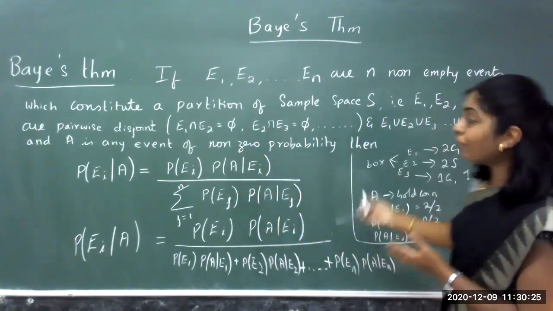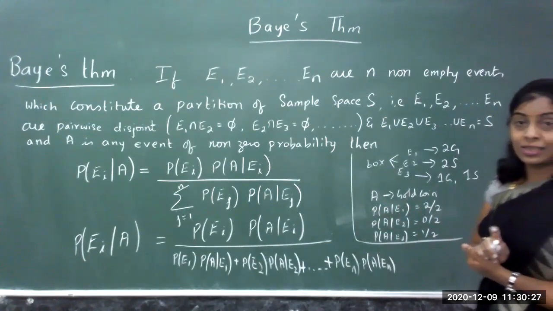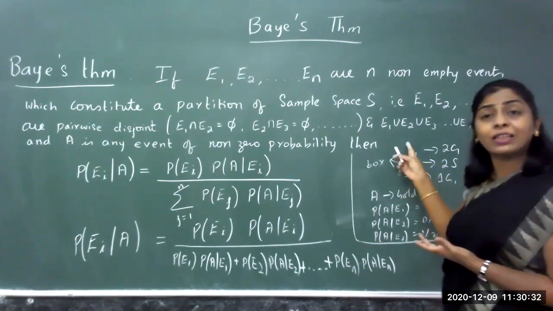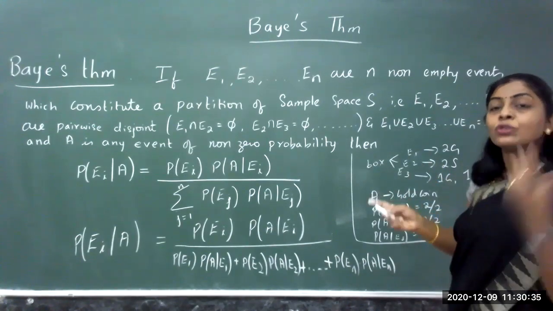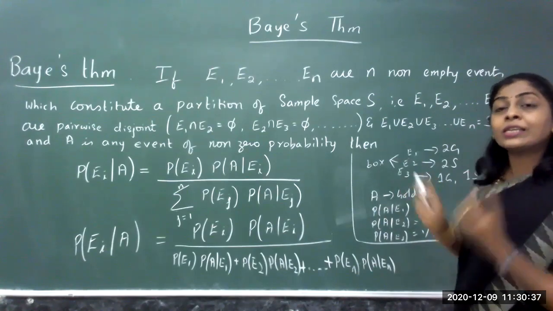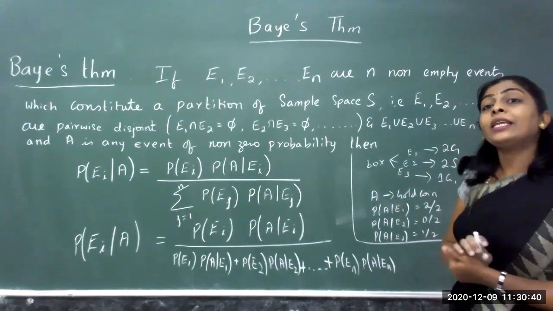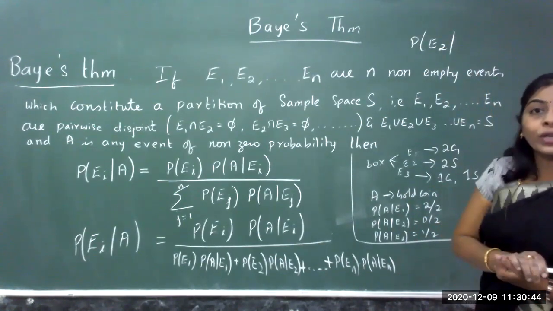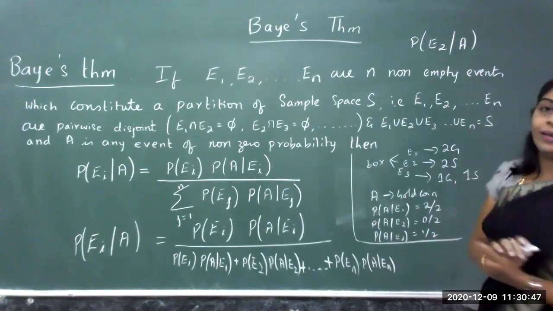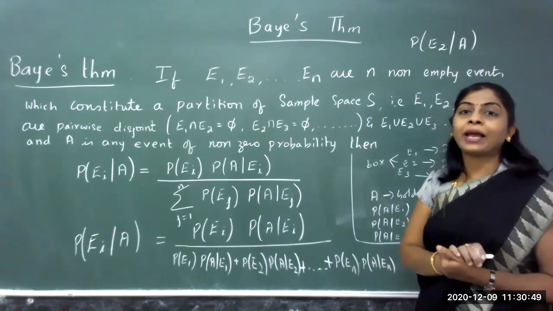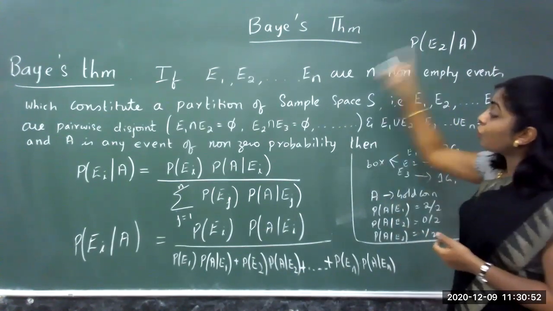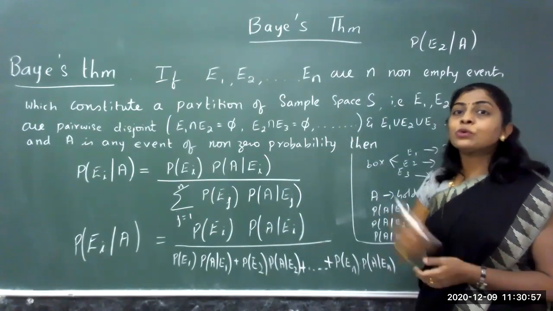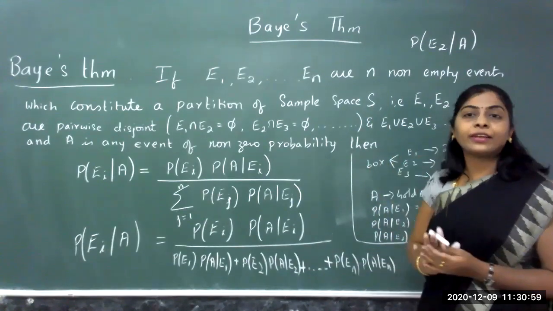Now, in Bayes' theorem, they ask you the reverse. What are the chances of getting the coin from one of the boxes, any one, from 1 to n? I can choose event E2, that is, box 2. Given a gold coin, I want the reverse: how likely is it to have come from box 2? That is where we use the formula of Bayes' theorem and rearrange this.